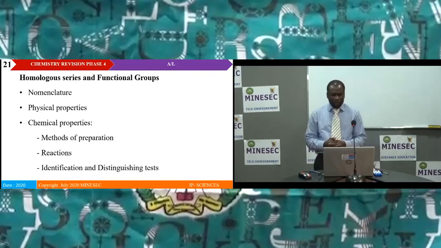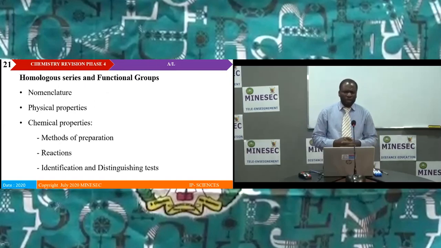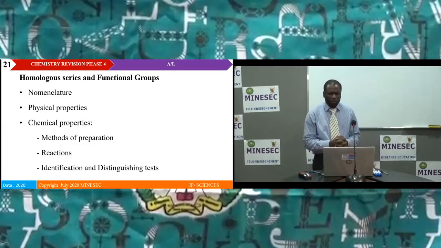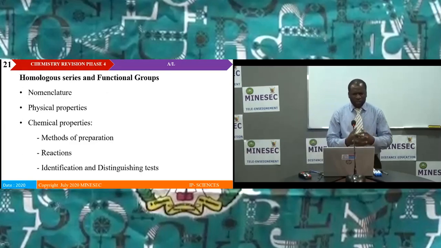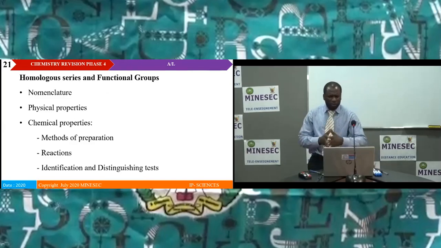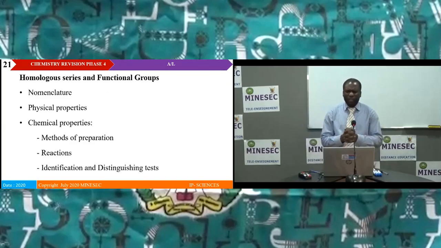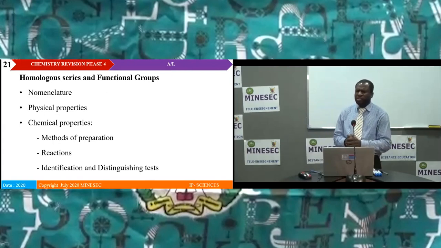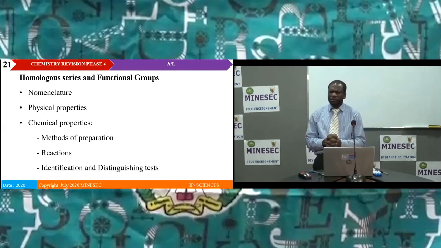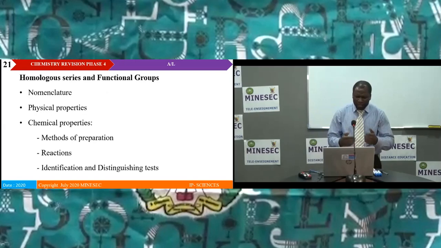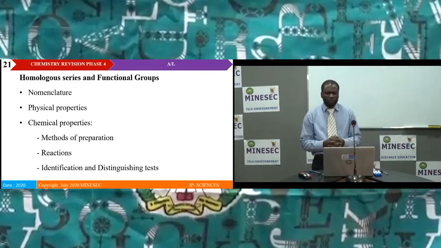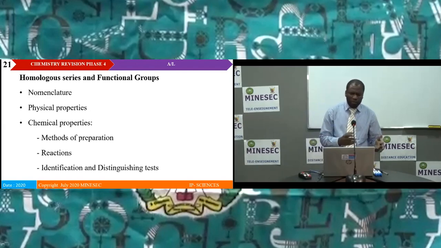Homologous series and functional groups continue. We saw nomenclature of each of the homologous series. We saw the properties of all the homologous series, and we studied their chemical properties. Here we looked at the methods of preparation of each of the homologous series. We saw their reactions, and we equally carried out identification and distinguishing tests between members of each of the homologous series.